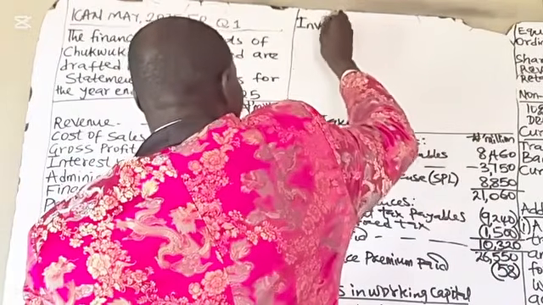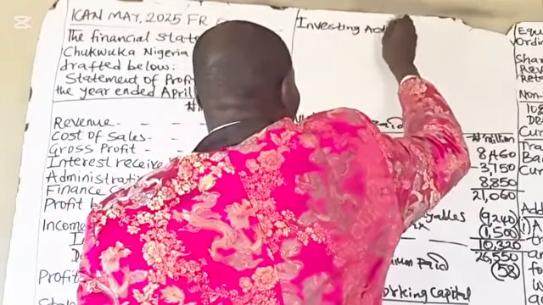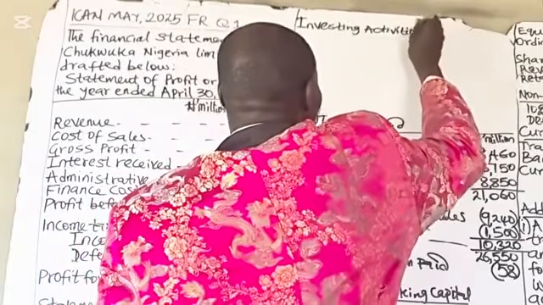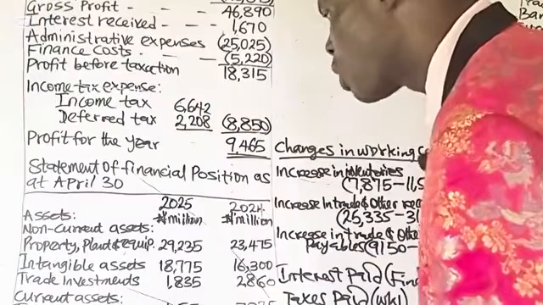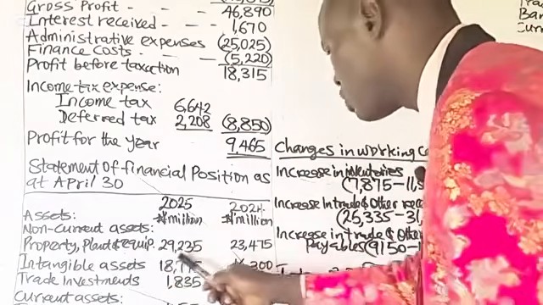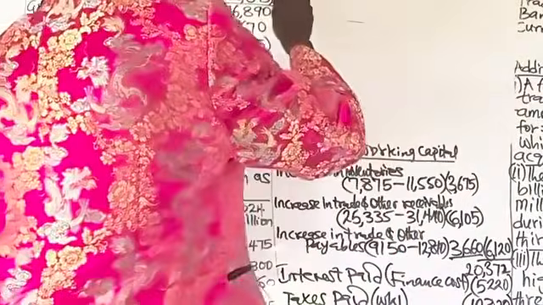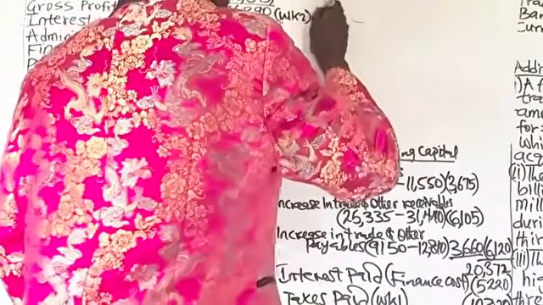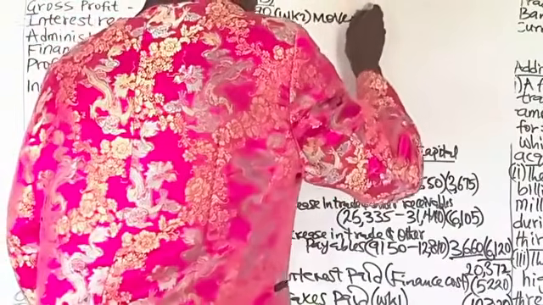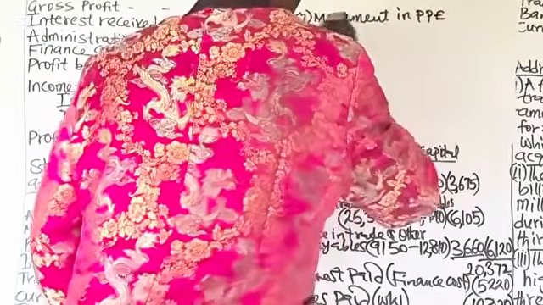Investing activities. I said these are activities that result in changes in non-current assets. Our non-current assets include property, plant, and equipment. So we want to check the movement in property, plant, and equipment. Working number 2, movement in property, plant, and equipment.